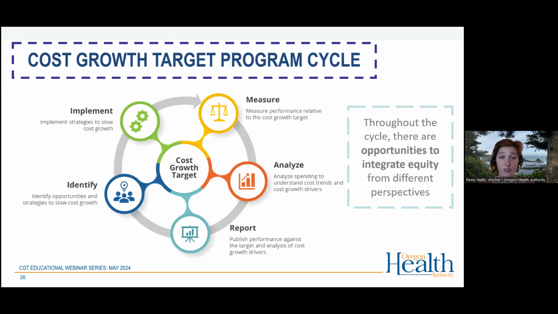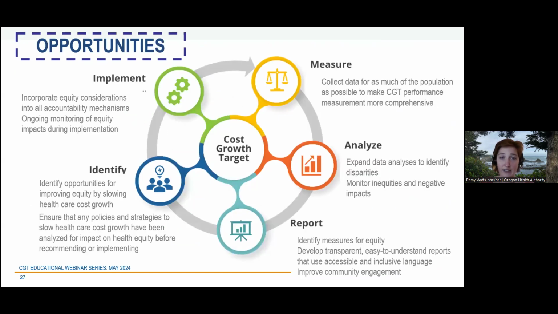So here in this next slide, it's the cost growth target program cycle again, but instead I've inserted some of the different goals that we have. So incorporating equity considerations into all accountability mechanisms in the implement cycle, ongoing monitoring of equity impacts during implementation. You can go around and read these yourself, but these are all of the goals and the objectives to meet the goals from the framework itself that I've organized into the different cost growth target processes.